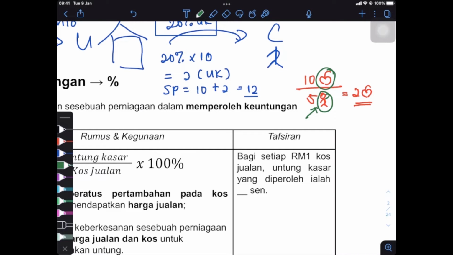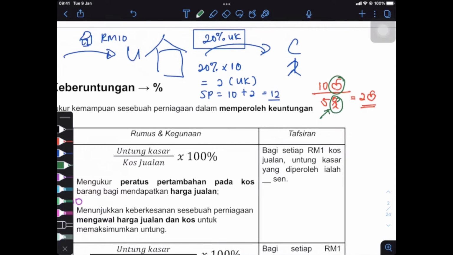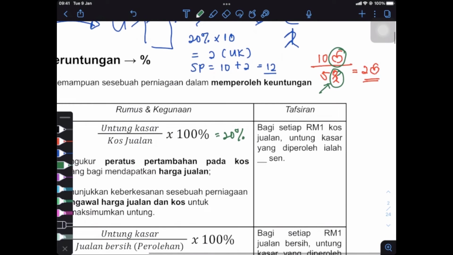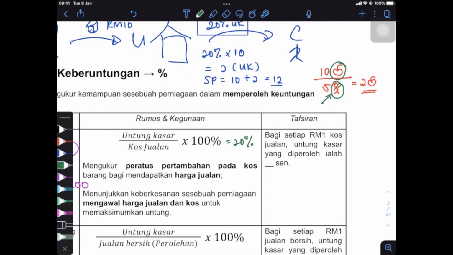So the same concept goes to your accounts or the nisbah keberuntungan. Let's say we get a 20% result, then when we tafsir, we also tafsir the same way. Bagi setiap RM1, start from the bottom. So the bottom is kos jualan. So bagi setiap RM1 kos jualan, untung kasar, we go to the upper part. Untung kasar yang diperoleh is how many cents.